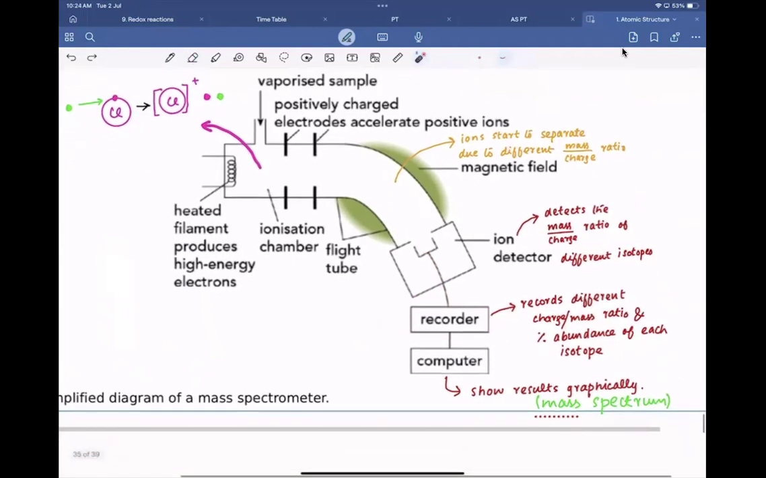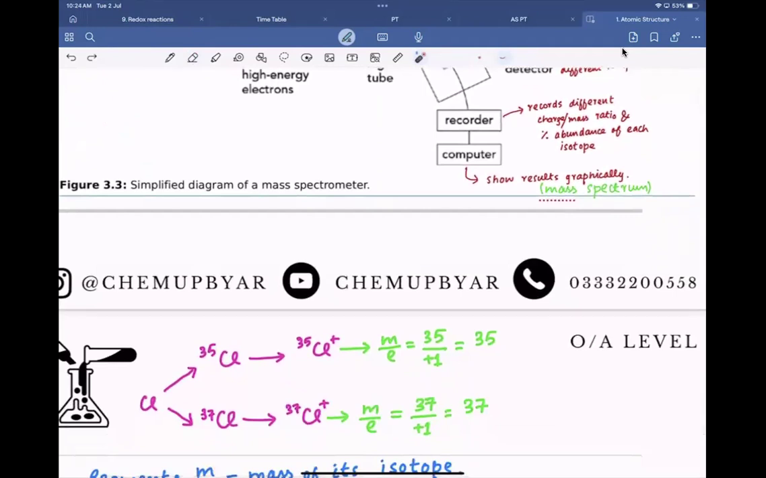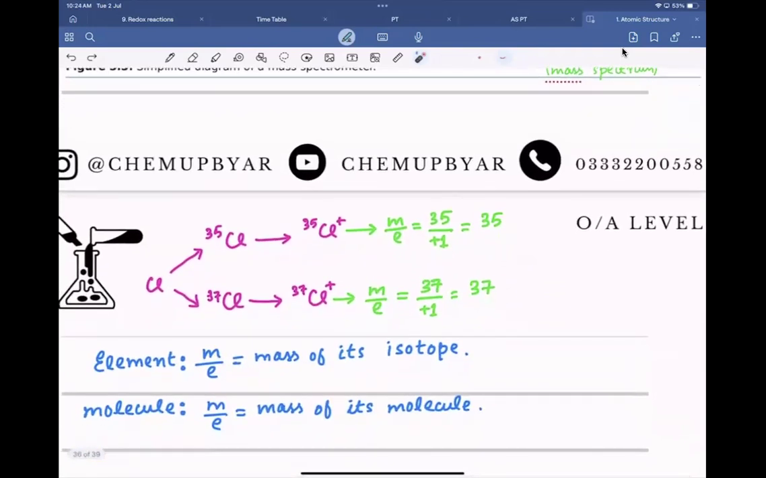And then on the computer screen, we get the result, which we call the mass spectrum for chlorine. As we have discussed, one chlorine isotope has a mass to charge ratio of 35 and the other isotope has a mass to charge ratio of 37. Is this clear? Yes, sir. Okay, now another thing: the charge is only +1. So whatever the mass to charge ratio is, that is equal to the mass of that specific isotope. Is this clear? Yes, sir.